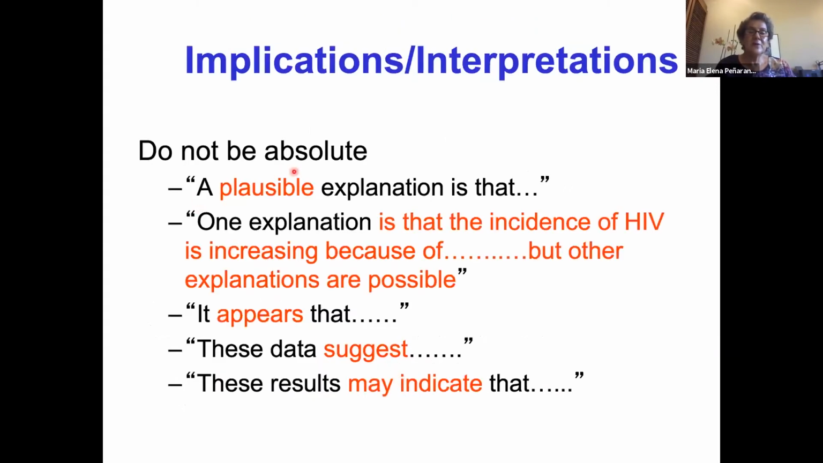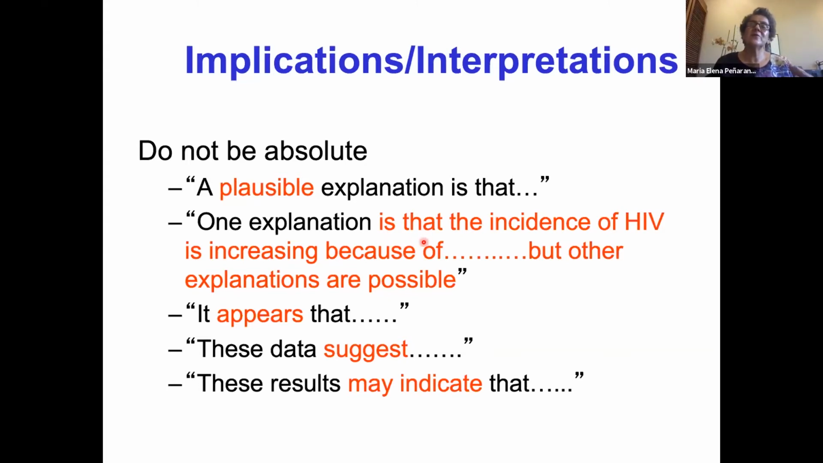So, not to be too absolute at the end of the discussion when you're making implications: a plausible explanation for this could be that the incidence increased because of this, but other explanations are possible. So you can explain what you found if it's very different and say, we think this could be due to that. And when we're doing our work, we usually know what we want to imply because we see a trend in our results. So we say, how do I express this? This is what we found, but this could be explained because of this and that and the other.